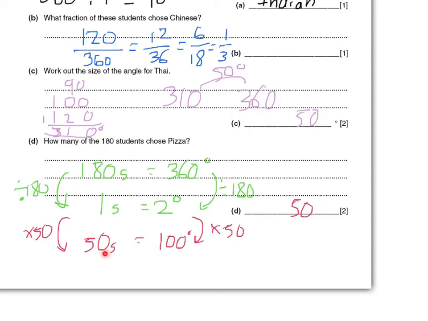And this is a very typical question that you could be asked in a GCSE exam, where you'll be asked to find a missing angle, might be asked to find a fraction, and you might be asked to find out the number of people in a certain section.